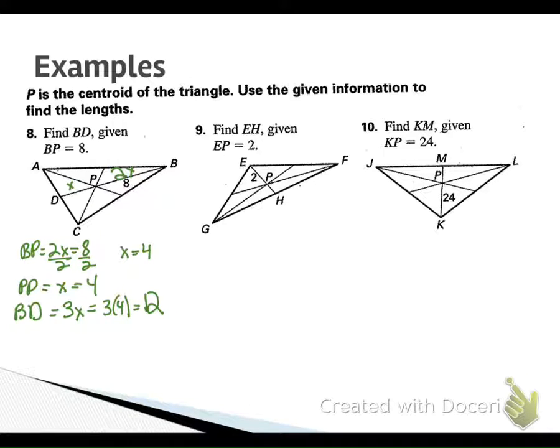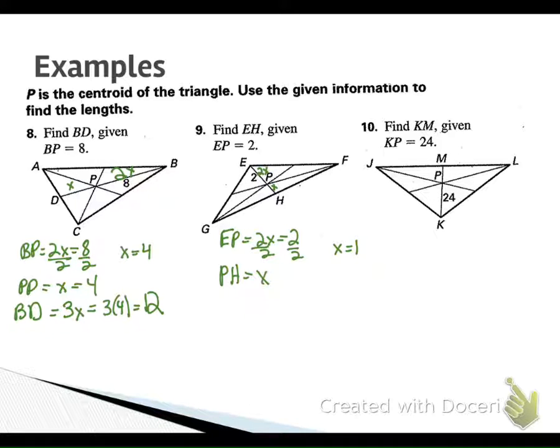Our next one, we have EH that we're trying to find. We have the top part by the vertex is going to have 2x. Just like always, the bottom part by the base is going to be x. So we know that EP equals 2x, and we have the actual length of EP. What's our actual length of EP? 2. We divide over by 2. What's my x value? 1, yep.